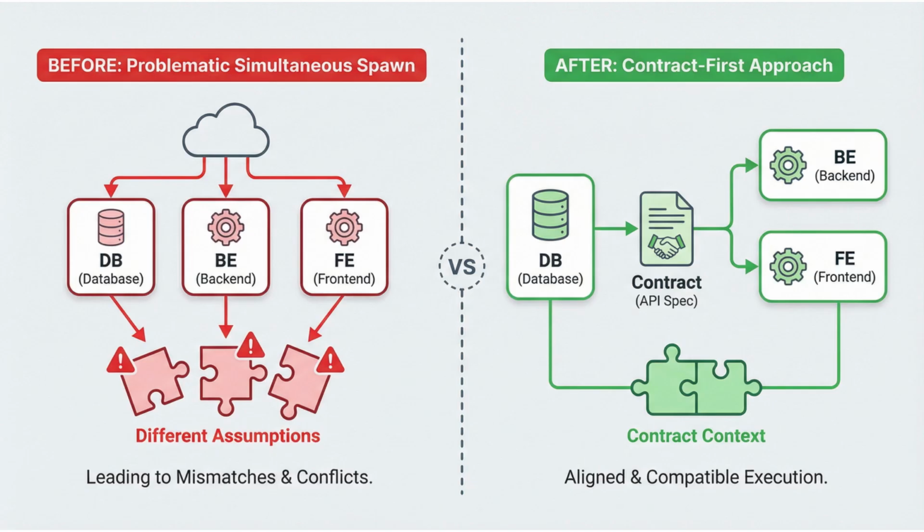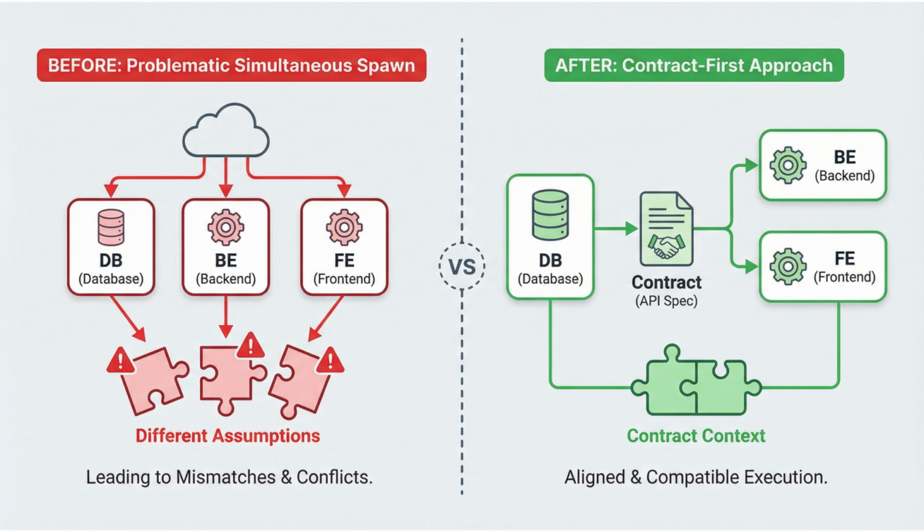Contract-first spawning prevents massive rework. The principle is simple. Spawn upstream agents first to define contracts. Then spawn downstream agents with those contracts as context. This eliminates incompatible assumptions.